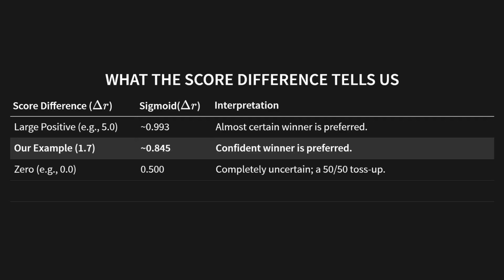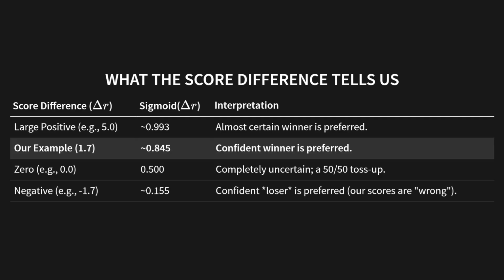Now here's the interesting part. What if the difference is 0? That means the scores are identical. The sigmoid of 0 is exactly 0.5, a 50-50 toss-up. The model is completely uncertain. And what if the score difference is negative, like negative 1.7? That means our initial scores were wrong, and the model thinks the loser is actually preferred. So the probability plummets to about 0.155.